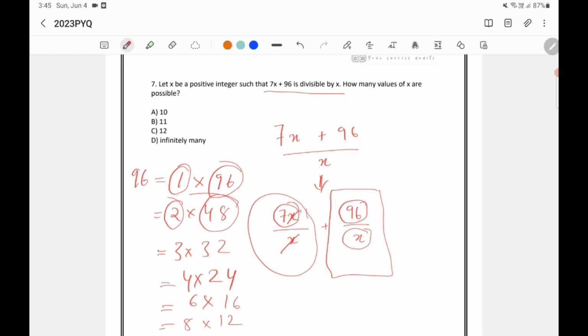So how many numbers are possible? 1, 2, 3, 4, 5, 6, 7, 8, 9, 10, 11, 12. So 12 numbers are possible. 12 values of x are possible. So option C is the right answer.